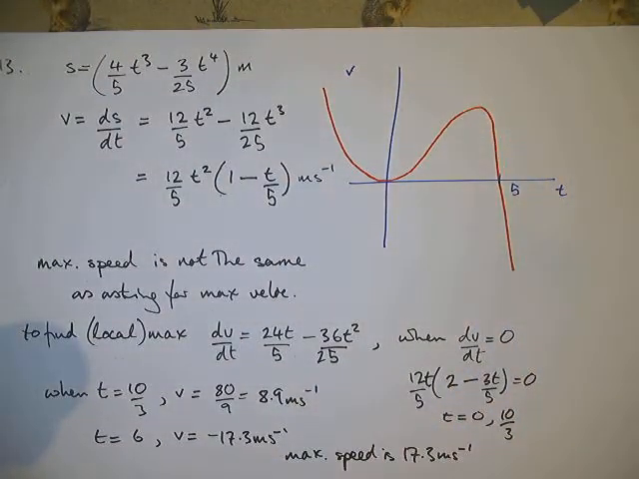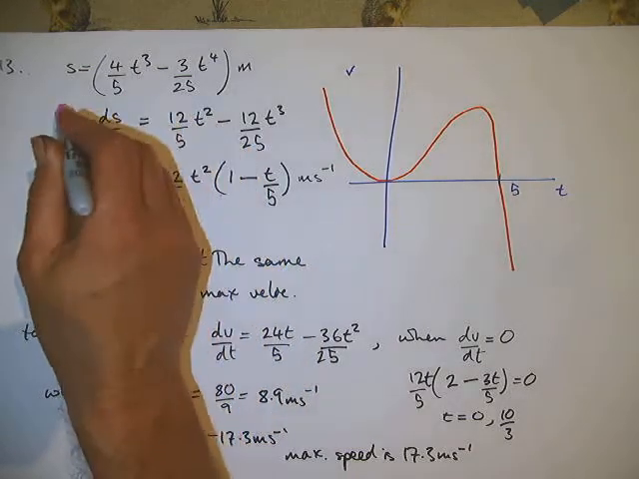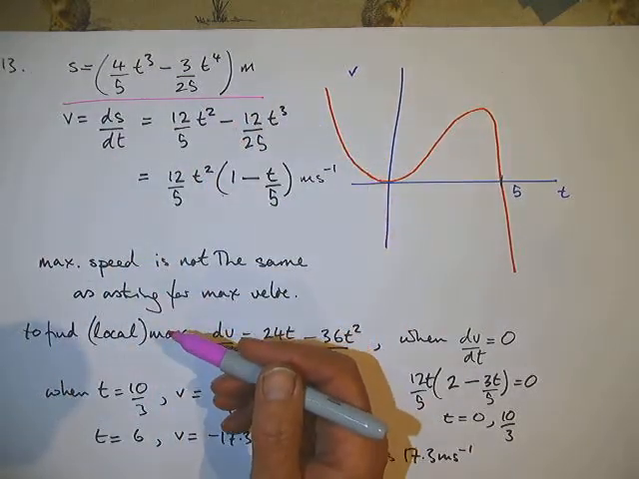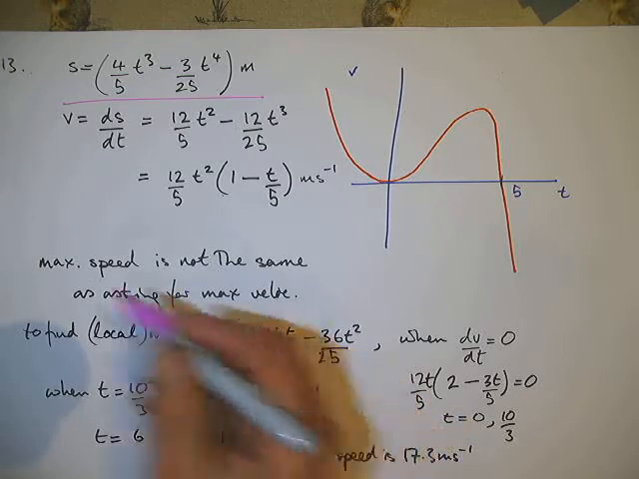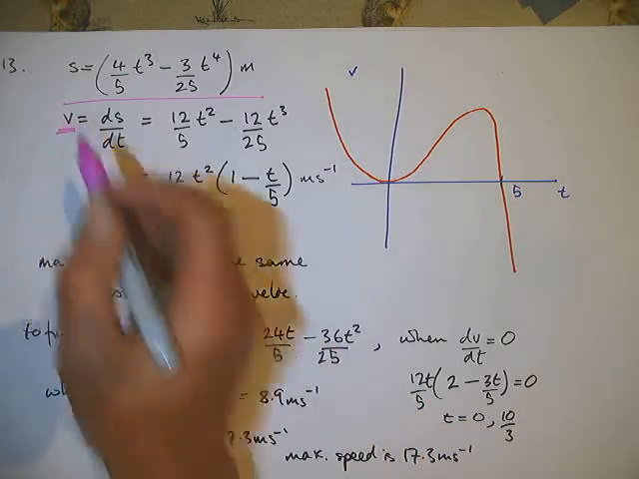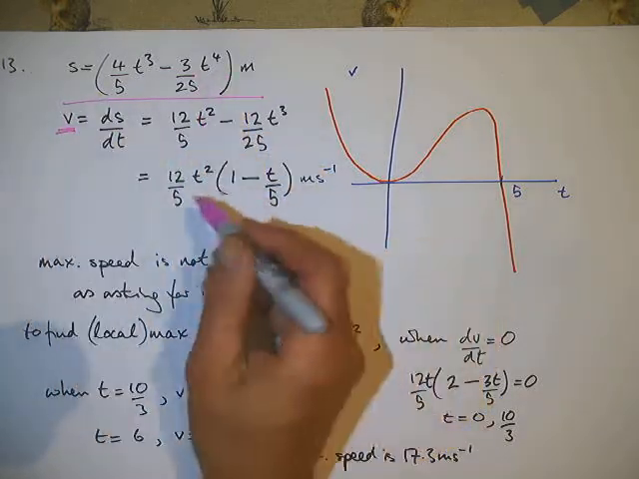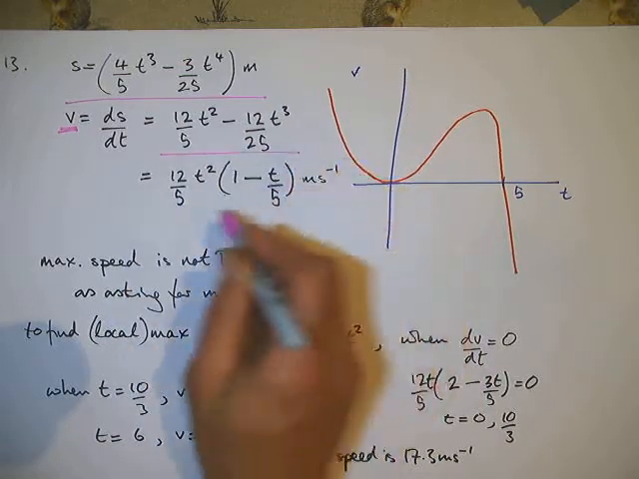Question 13 is a good one. Particles moving in a straight line, so its displacement from the starting point is given by this. And we want the maximum speed. In order to be working with speed, we need to be working with the velocity. Velocity is the differential of that, and we get this expression, which is that.